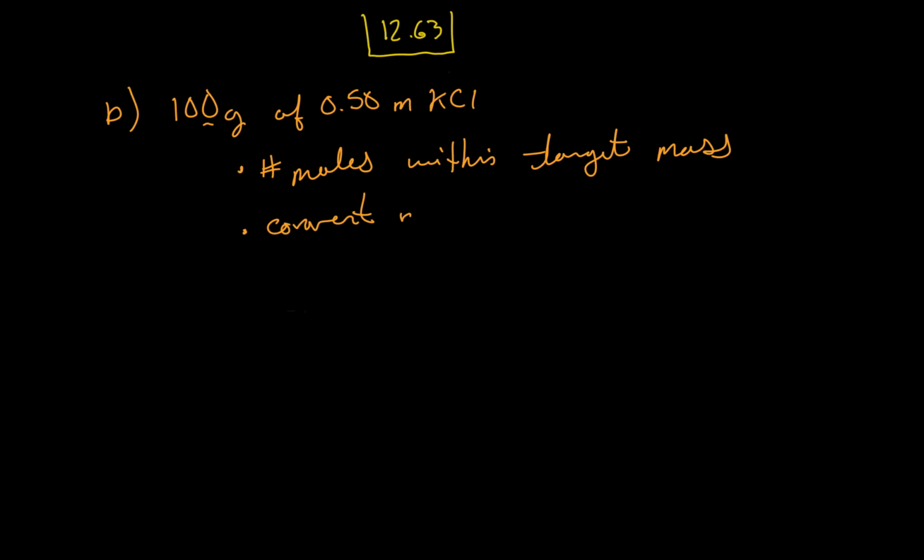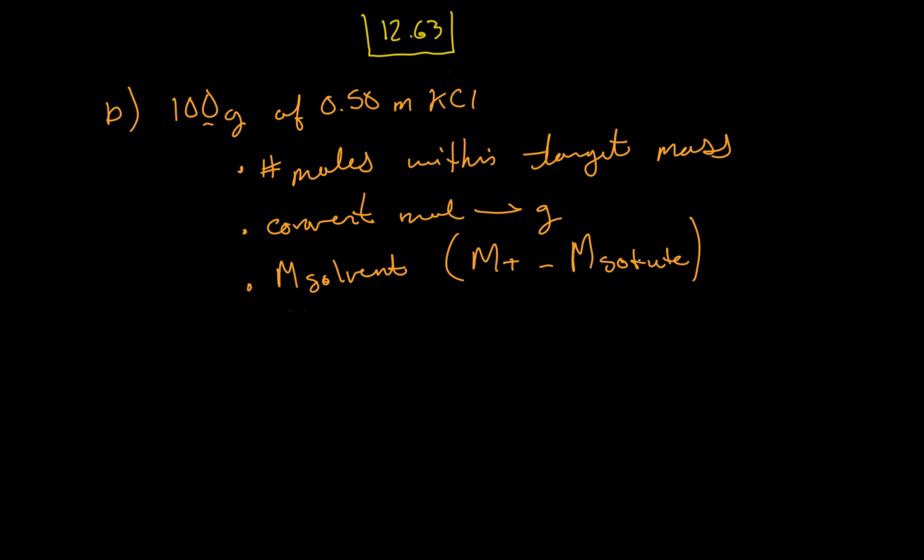All right, I told you guys this was going to sound familiar. Moles back to mass. And once we've converted that back to mass, we have to calculate our extra step now: the mass of the solvent that we would add to it. That's the total mass that you have minus the mass of your solute, which in our case is the mass of the KCl. So three easy steps, and let's make them happen.